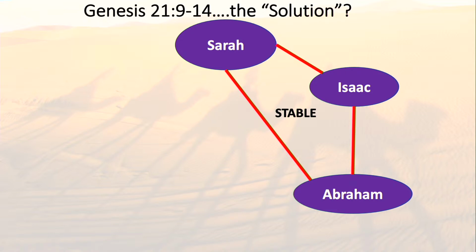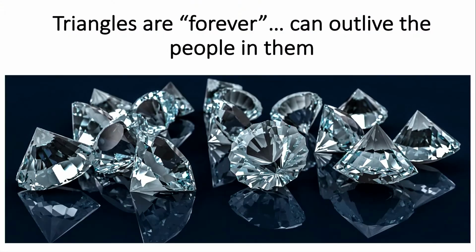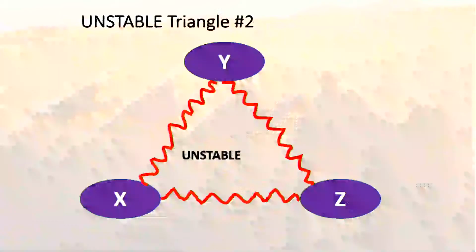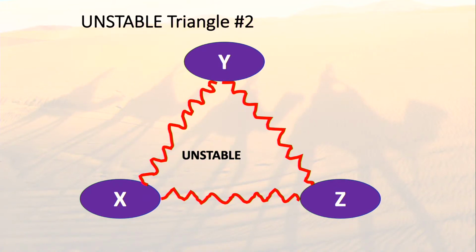No, it is still present. It just gets redistributed amongst the rest of the family members, or just becomes latent. It does not disappear. We are just shoveling anxiety around or shoveling it underneath the carpet. It does not disappear. Triangles are forever. Just because someone moves away or passes away does not mean the anxiety they were participating in disappears. So here's an unstable triangle.